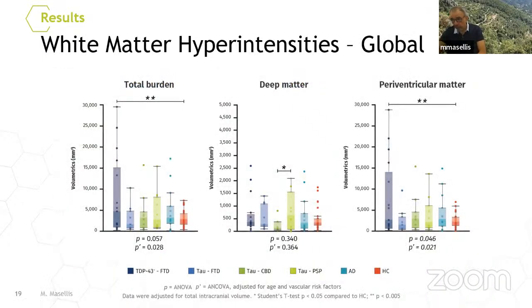When we look at where white matter hyperintensities were most prevalent, the highest burden was seen in the FTLD-TDP group shown here. This was when we compared them to controls. This was then followed by the PSP group and then the Alzheimer's group. And so we saw that the FTLD-TDP group had the worst burden, the highest burden in the periventricular white matter, whereas the PSP group was more in the deep white matter.